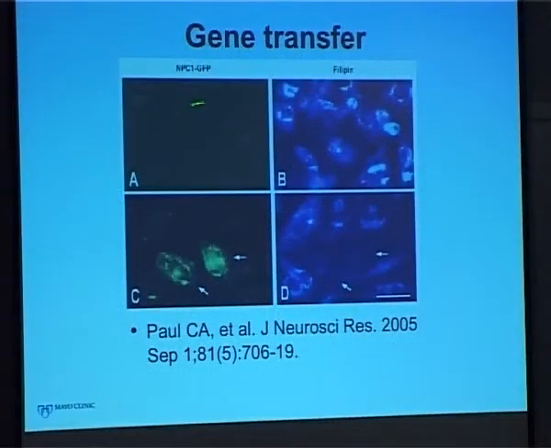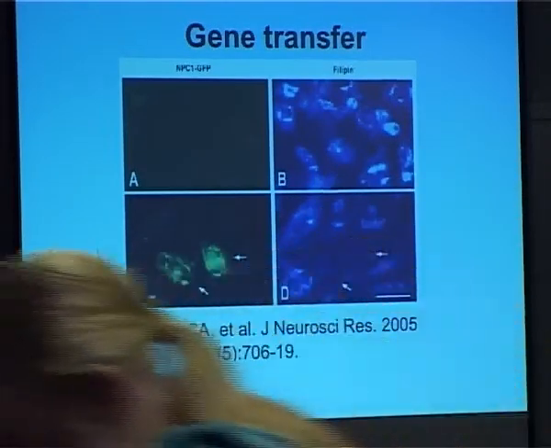So in these upper panels you see here, there's no NPC1 protein. But there's positive filipin staining, so these nerve cells have excess cholesterol.